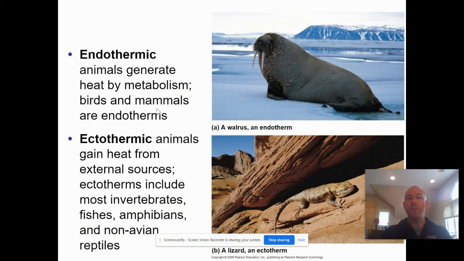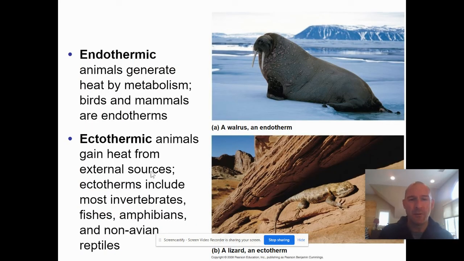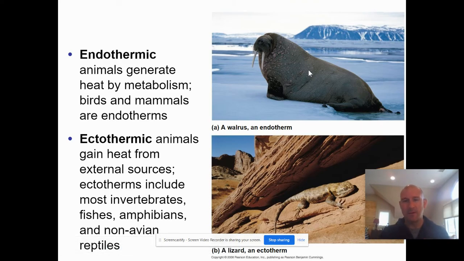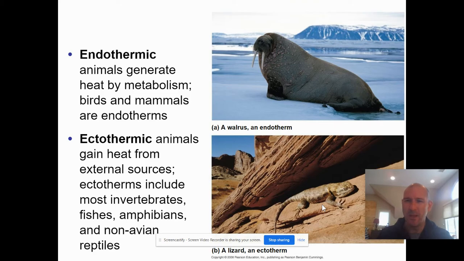Okay. So with that, we also have the terms endothermic and ectothermic. Endothermic animals generate heat internally. So that would be kind of like a regulator, right? And then ectothermic are animals that maintain their heat externally. That would be a little bit more of a conformer, but these guys also regulate their temperatures. They just do it with external environments. So with endothermic, increased metabolic activity, shivering, and sweating help to regulate their internal body temperatures. With an ectothermic, like lizards, they really regulate their body temperature with their behavior.